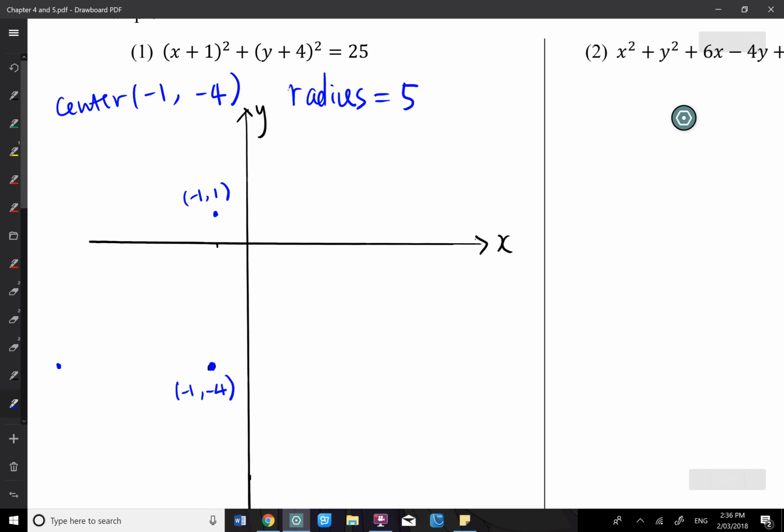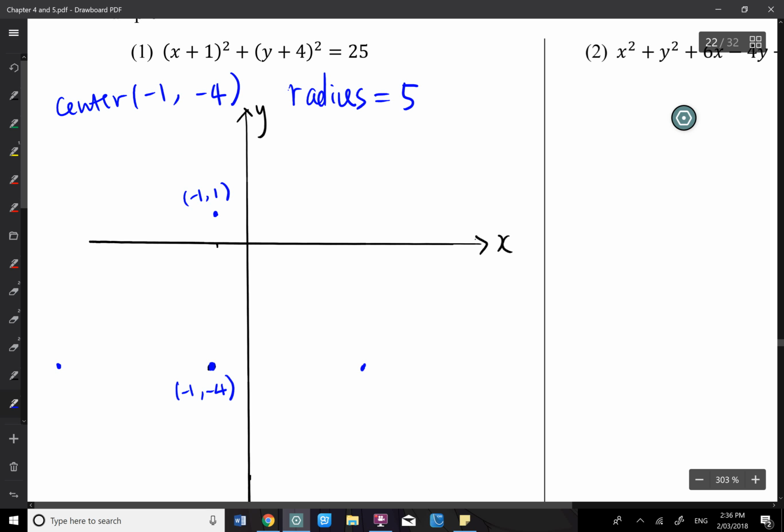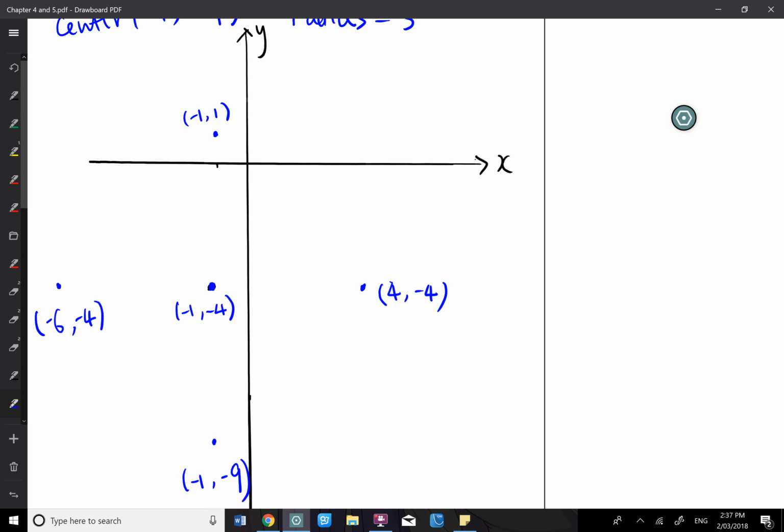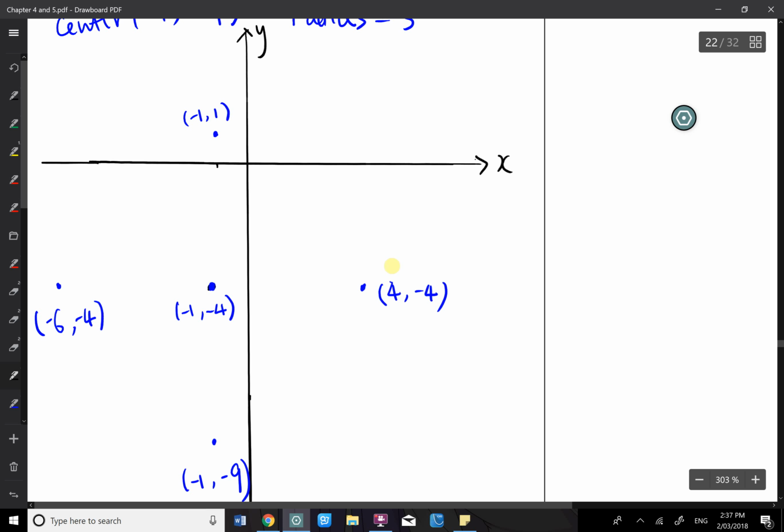And then you have the points to the left and right: (4, minus 4), and (minus 6, minus 4). Okay, that's all these points. So we connect all these points.